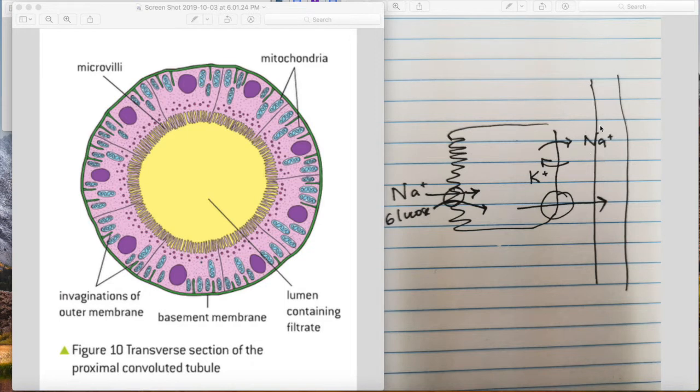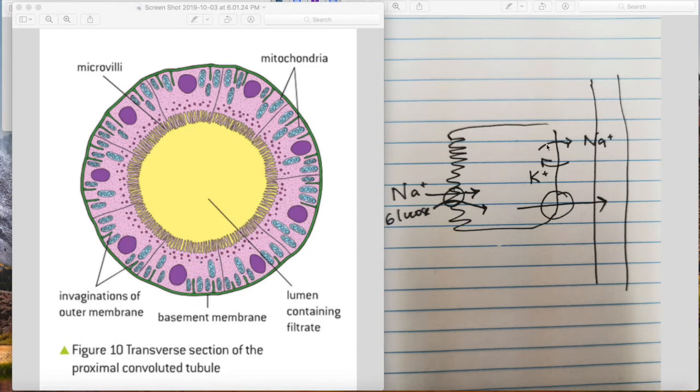And if you have your sodium, your Cl minus, and your glucose, that sets up a concentration gradient that will cause water to move from inside to the outside through osmosis.